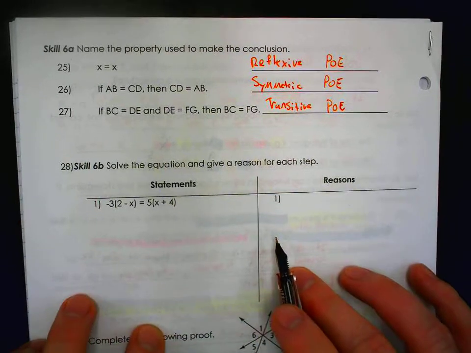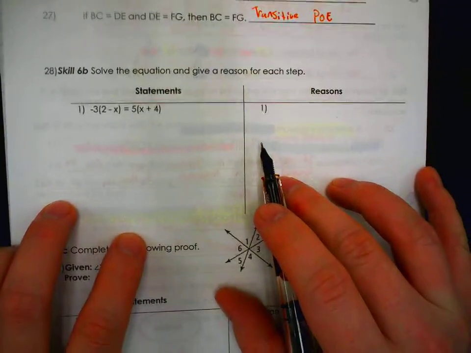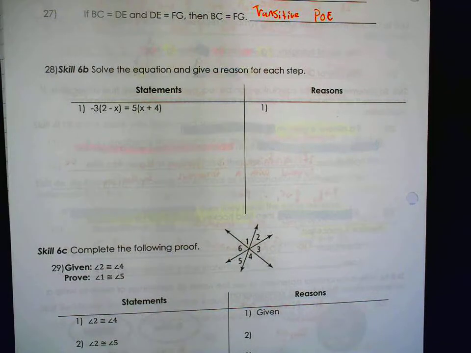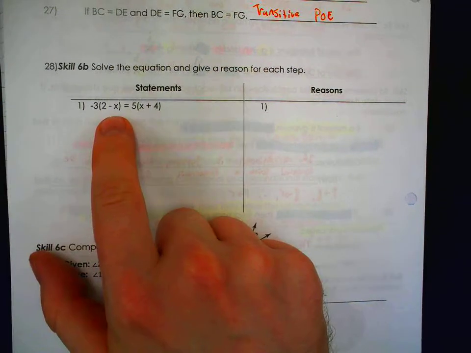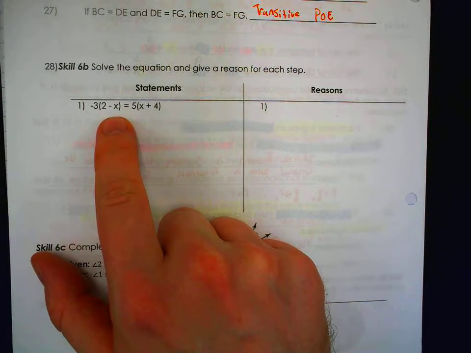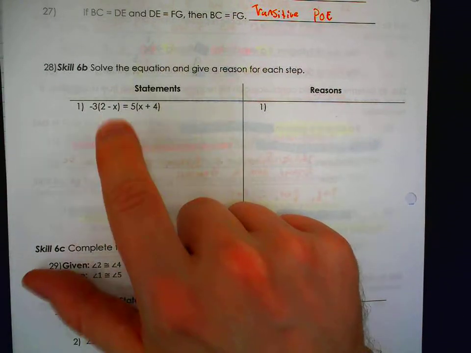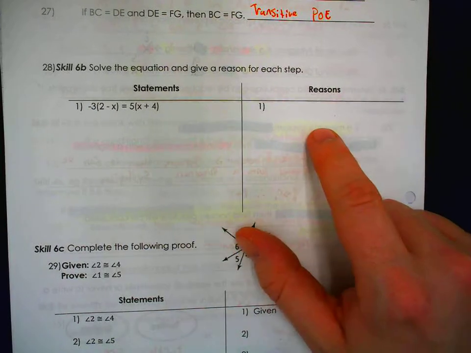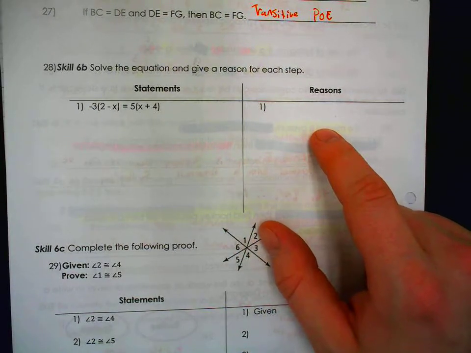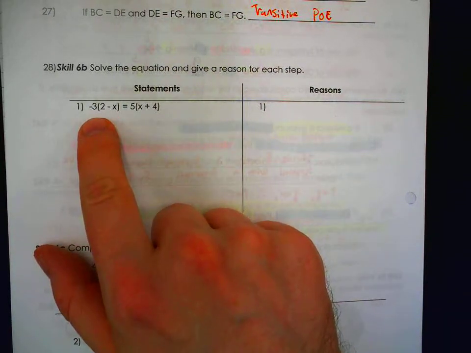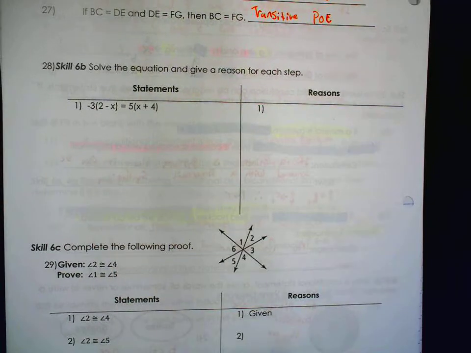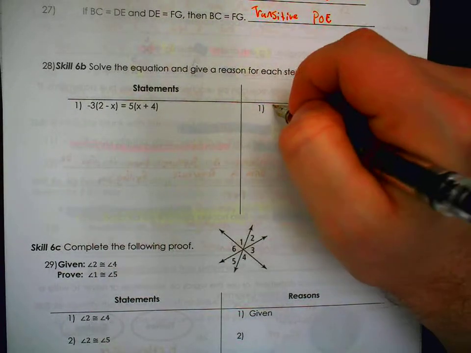Here we have a proof. Solve the equation, give a reason for each step. To solve this equation, the first thing we would do is distribute. When I'm doing a proof, especially an algebraic proof like this, I like to do my equation step first and then come up with a reason that I'm allowed to do that afterwards. Here we've got our first thing. Our first statement is always, our first reason is always going to be the given, so I'll write given here.